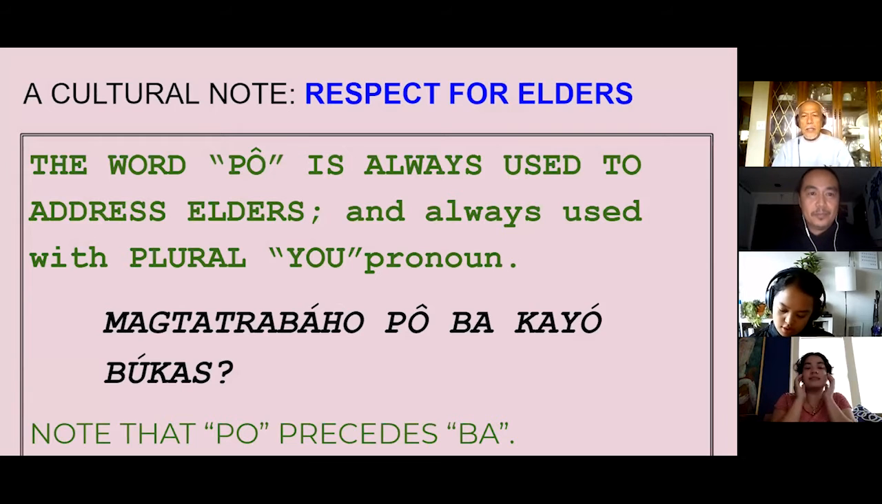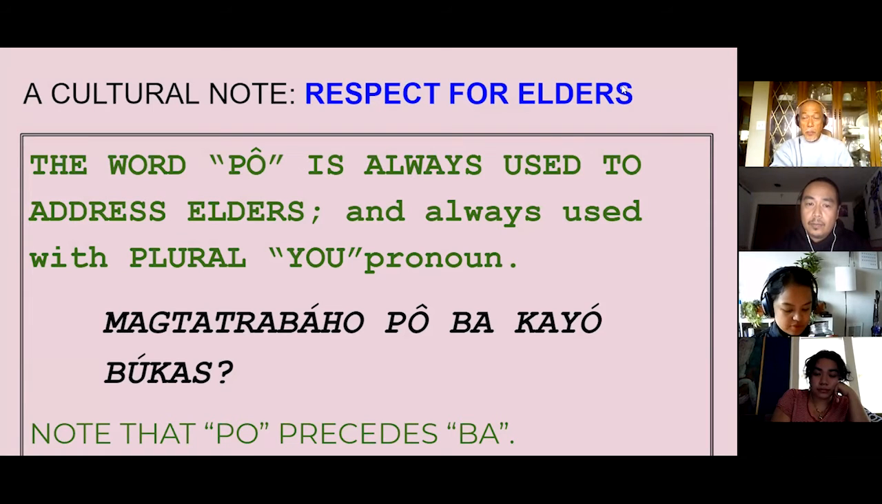Okay. Here is the respect for elders. The word po is always used to address the elders and always used with a plural you. Okay. And actually, note that po precedes ba. So look at the formatting first. Magtatrabaho po ba kayo bukas?